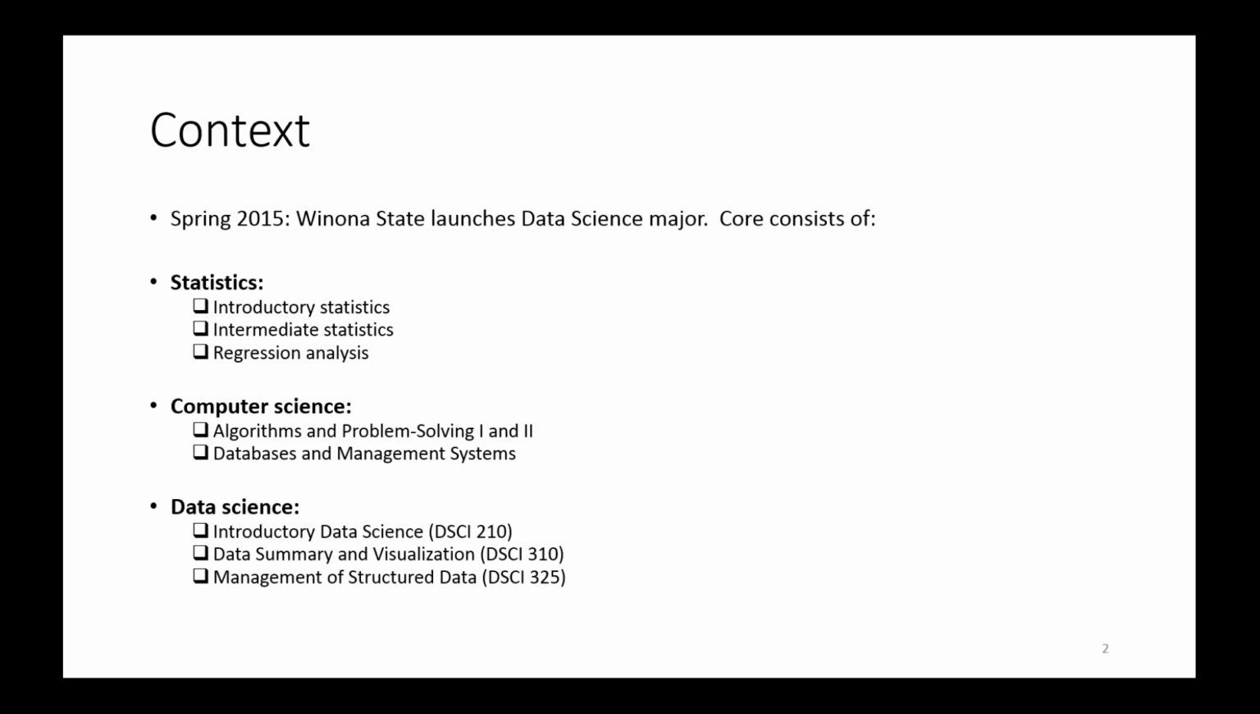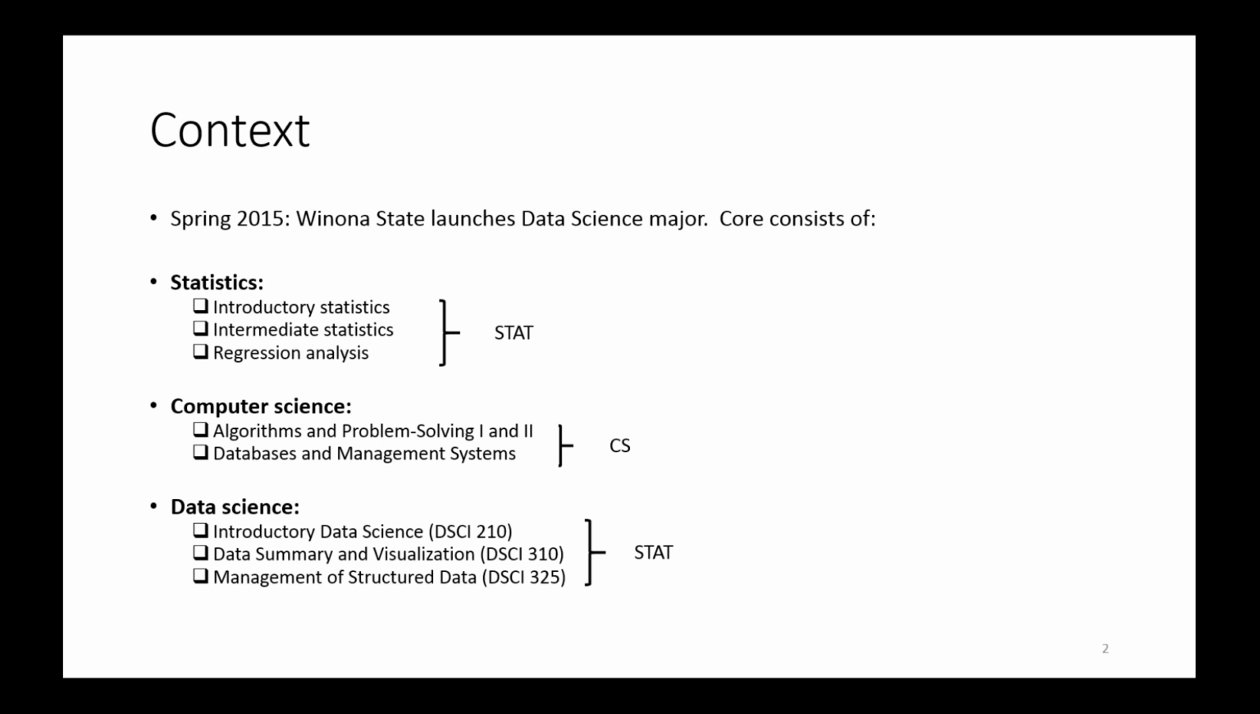But before I go into the specifics of the data visualization course itself, I wanted to give you a little bit of an overview about the data science curriculum at Winona State as a whole. So the core courses that we're working with here come in three primary chunks. There is a statistics component, and that's your intro stat, intermediate statistics, regression. There's a computer science component, which is basically CS 1 and 2, and then their more advanced database management systems course. And then these three new courses that have DSci prefixes, which were developed specifically for the data science curriculum.